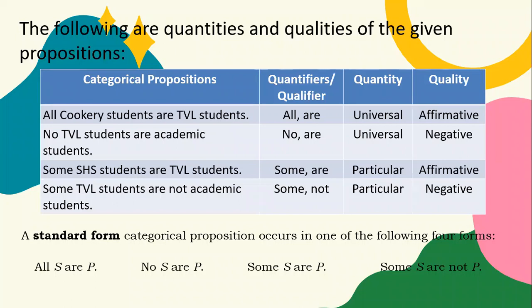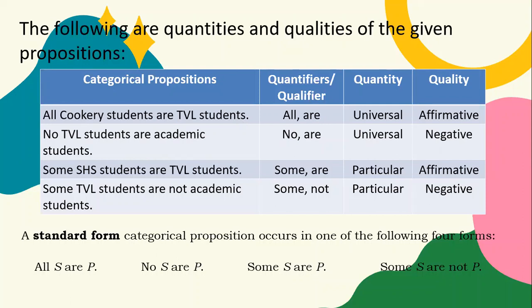It should be some P, ha. This is the categorical proposition I am referring to, but this one is just the form. Actually, the second one is No P are S. No, that's different, because we have a middle term, the academic students. Unlike the first one, in our categorical proposition, this is the S and this is the P.